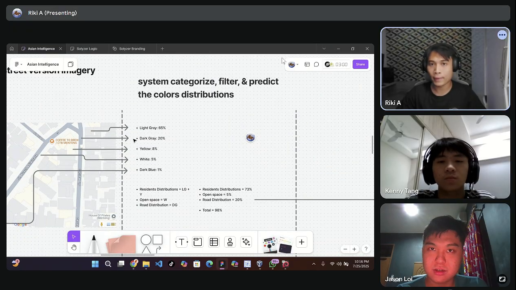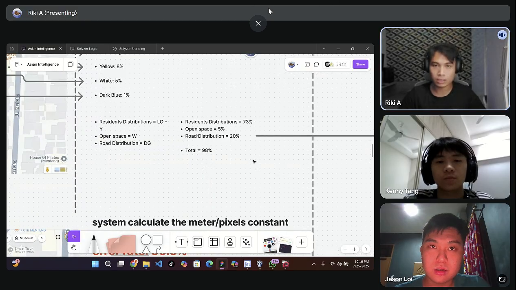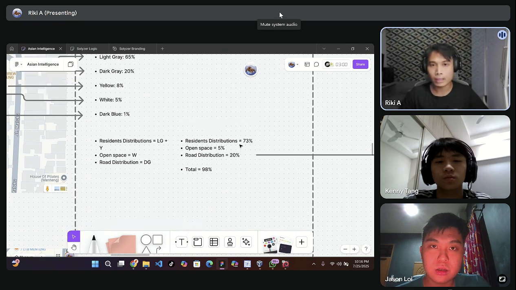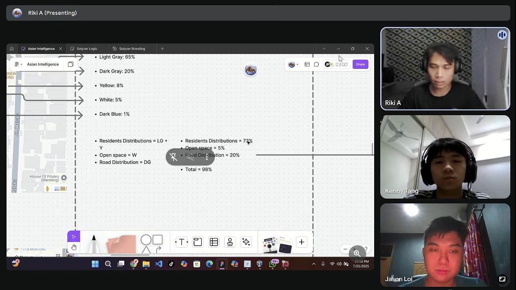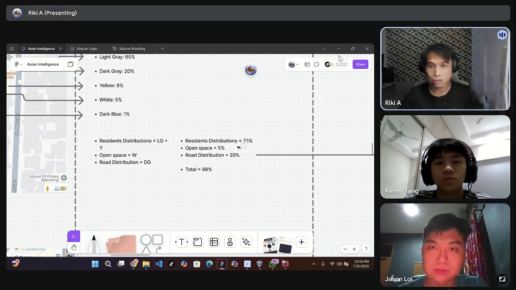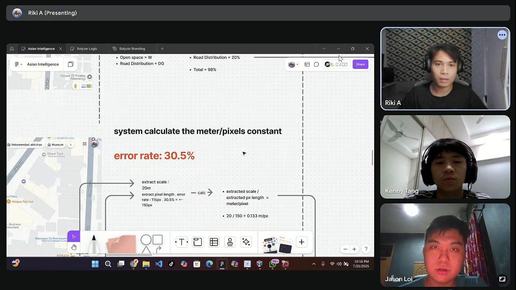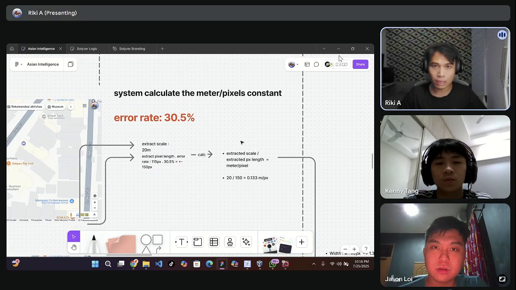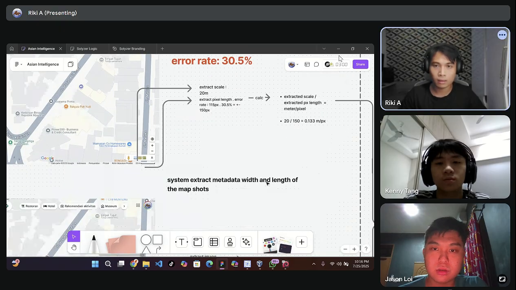First, the system categorizes, filters, and predicts the color distributions. And here we gather three things: the residence, open space, and road distributions. In this case, we gather for the place 73% for the residence, 5% for open space, and 20% for road distributions. After that, the system calculates the meter per pixel constant with an error rate of 30.5%.